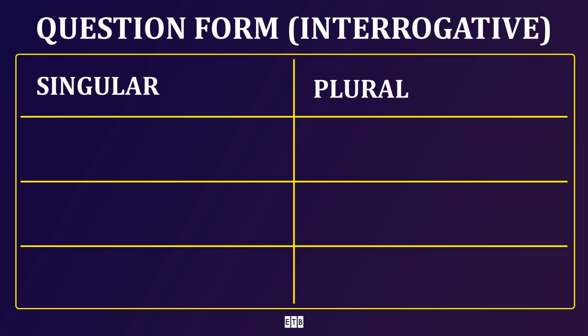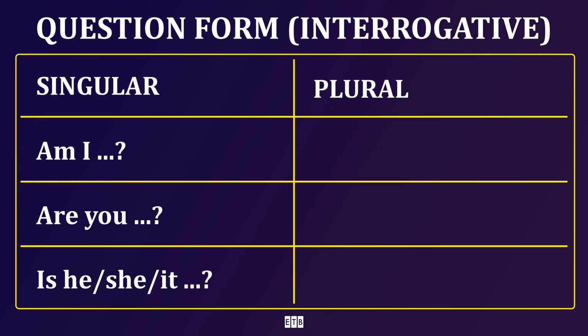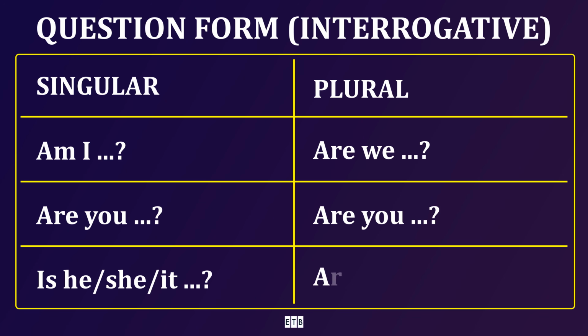To ask a question, invert the subject and the verb. Place am, is, or are at the very start of the sentence. Am I? Are you? Is he? Is she? Is it? Are we? Are you? Are they?